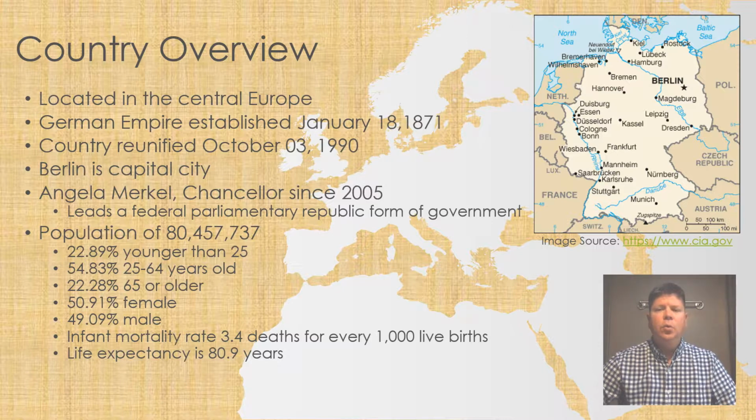At the conclusion of World War II, Germany was divided into four territories. One was controlled by the United States, the second by Great Britain, the third by France, and the fourth by Russia. The eastern portion of the country was controlled by Russia, while the western portion of the country was governed by the United States, Great Britain, and France.